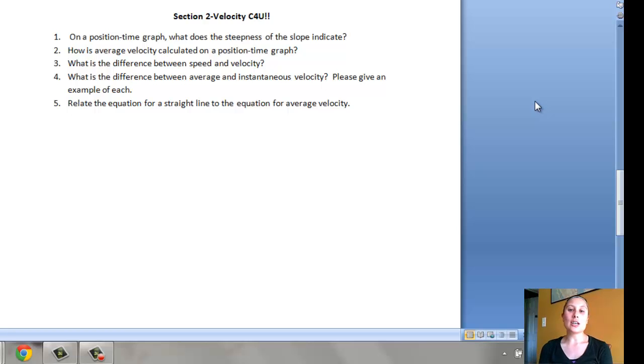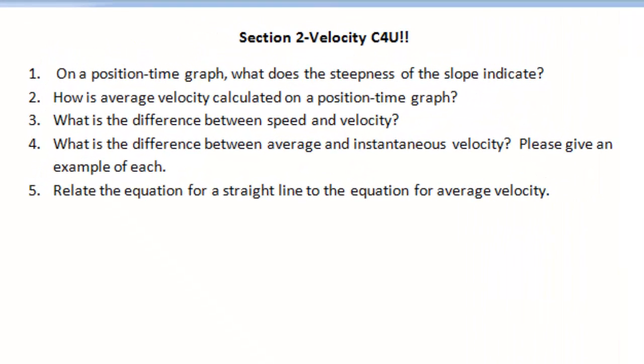Alright, let's go to the checks for understanding for velocities. Number 1, on a position time graph, what does the steepness of the slope indicate? Number 2, how is average velocity calculated on a position time graph? Number 3, what is the difference between speed and velocity? Number 4, what is the difference between average and instantaneous velocity, and give an example of each. And number 5, relate the equation for a straight line to the equation for average velocity.